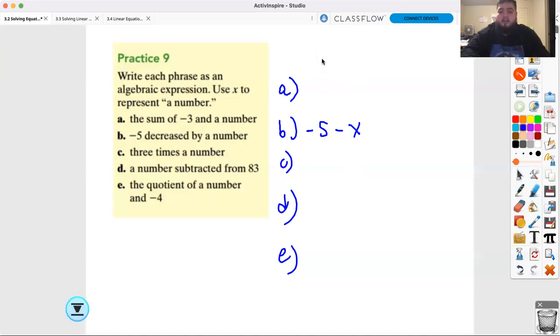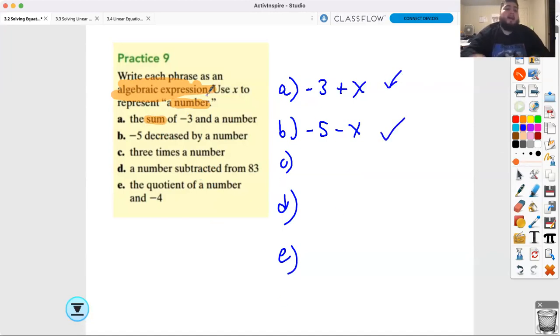There you go. So you don't need the x equals. A is just -3 plus x. Because remember, the key to this assignment, it wants us to write algebraic expressions, not equations, and to use x for the word "a number." So A is correct and B is correct.